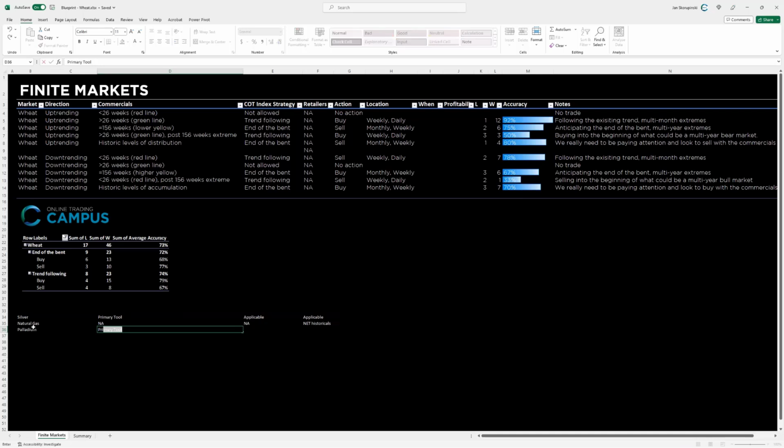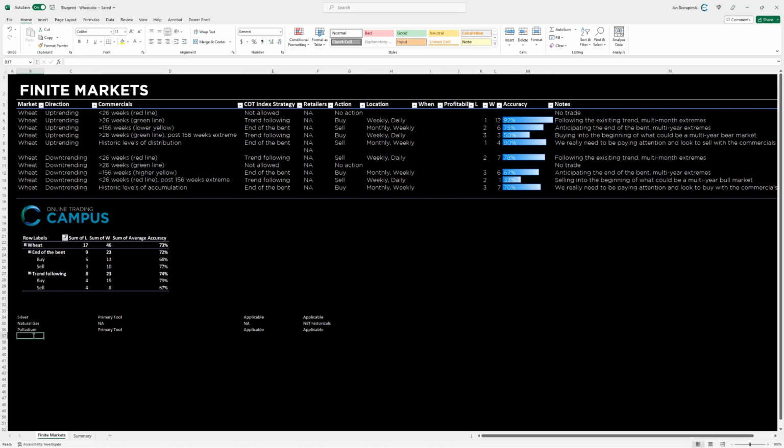This is our primary tool. The COT index is applicable and the retailers are applicable, right? And so we can see for the precious metals, it makes a lot of sense that this stuff works. Wheat, it makes a lot of sense that this stuff works. Natural gas, we checked, it just doesn't work. We have to use other things.